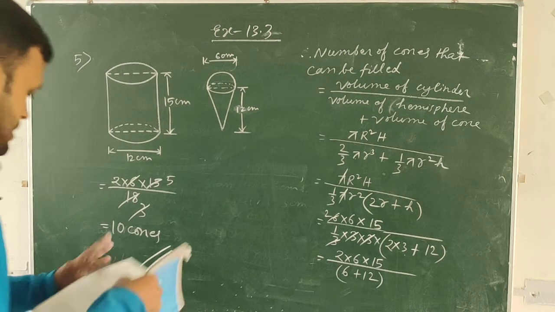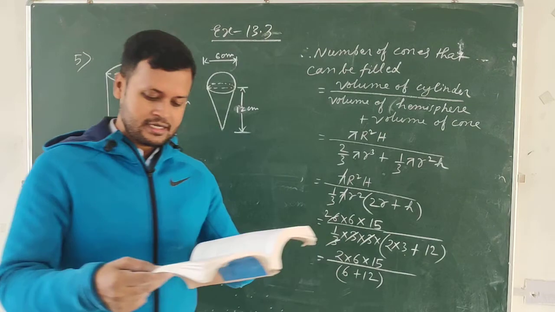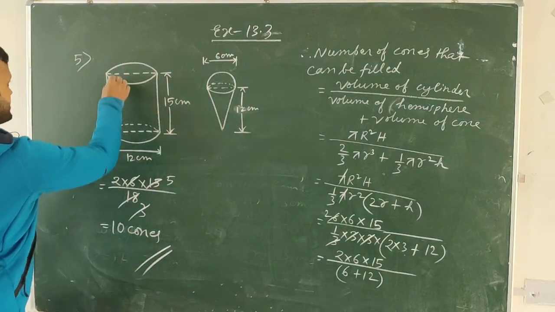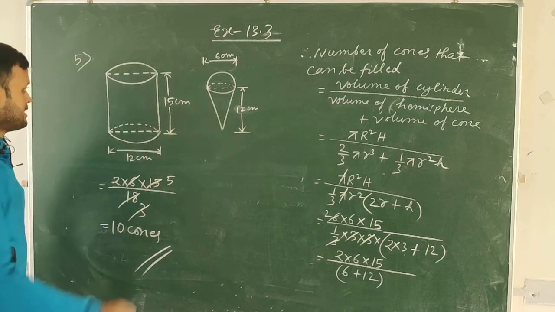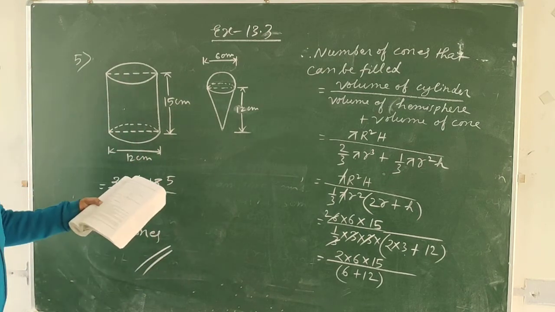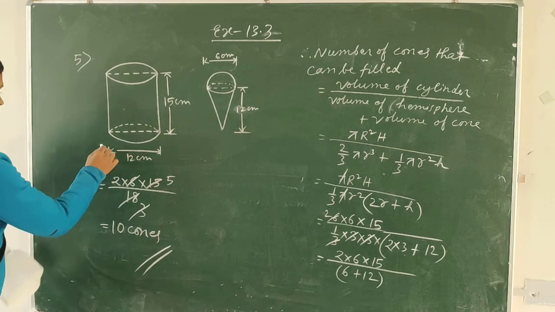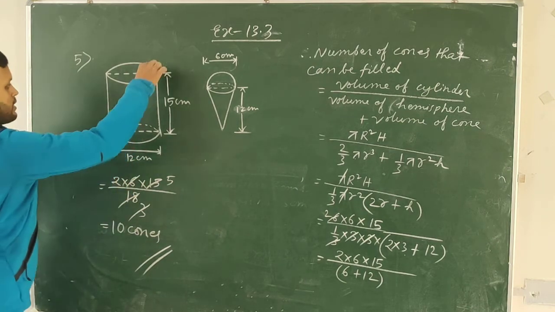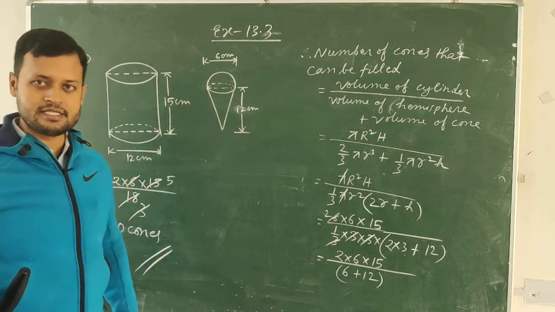So here students, number 5. A container shaped like a right circular cylinder having diameter 12 cm. This is a container that is full of ice cream. So the diameter of the container from here to here is 12 cm. And what is the height of the container? Height of the container is 15 cm.